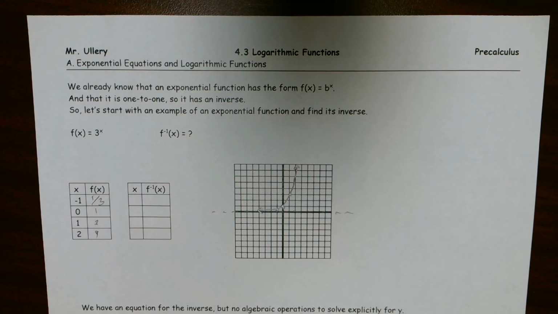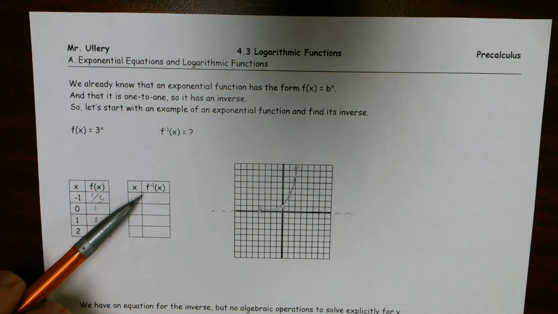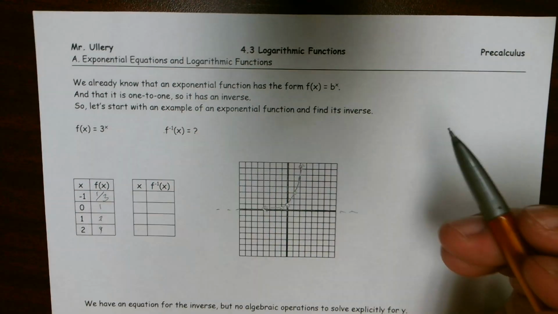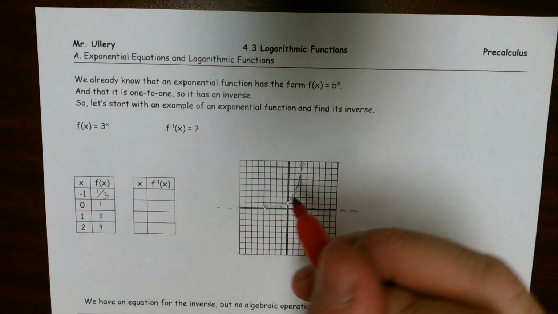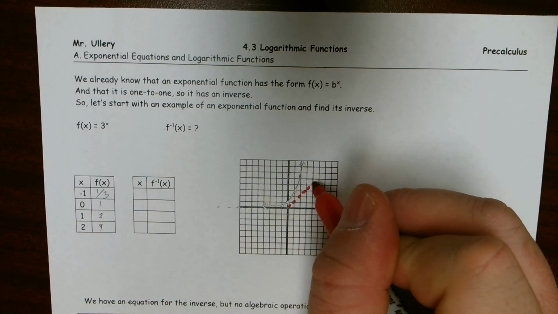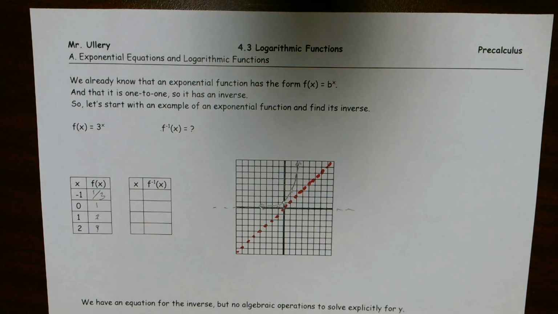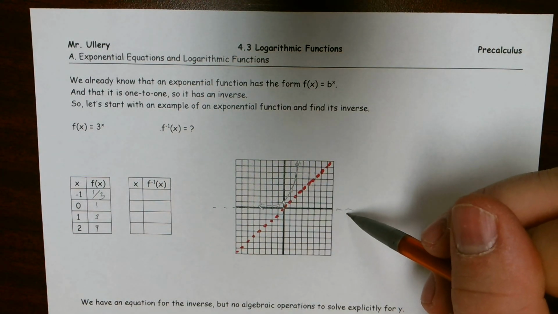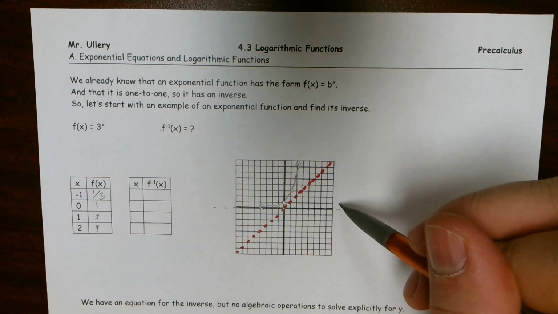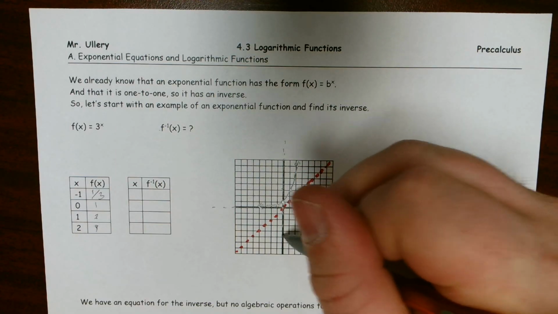Okay, now to find the inverse of this, we're going to use this table. We know that we reflect over the line y equals x, so I'm going to go ahead and draw the red line y equals x that we can reflect it over. So first things first, if we reflect a horizontal asymptote over the line y equals x, if the y becomes the x, then now we're going to have a vertical asymptote.